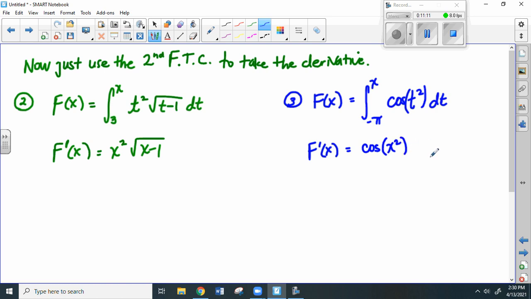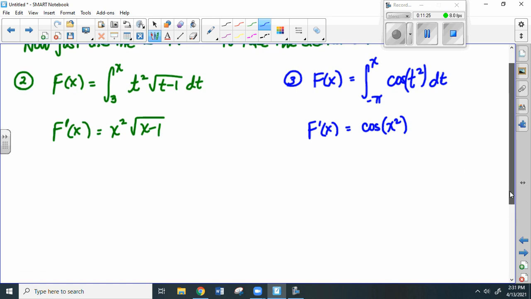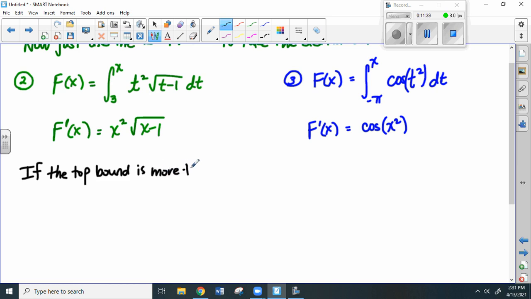And you're done. Okay? Now, of course, it's a little bit different, all right, if the top bound is more than just x. So we'll start with that. And it's a little bit different if the bottom bound is not a constant. So we need to go through all of that. All right, but let's look at if the top bound is more than just x. Okay.